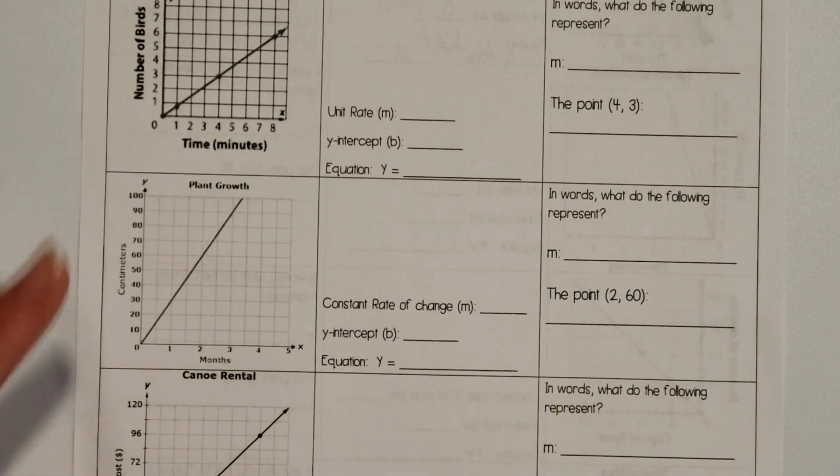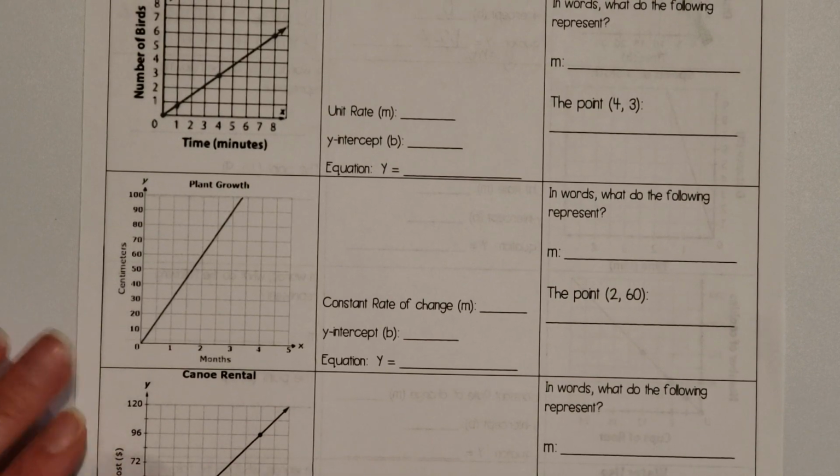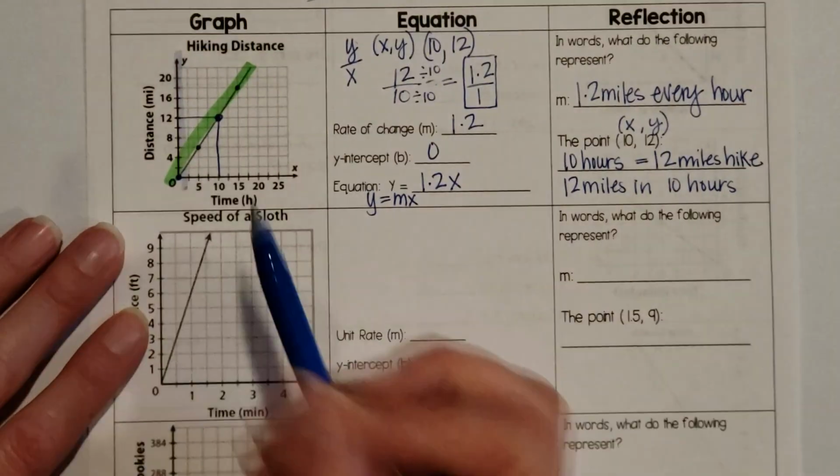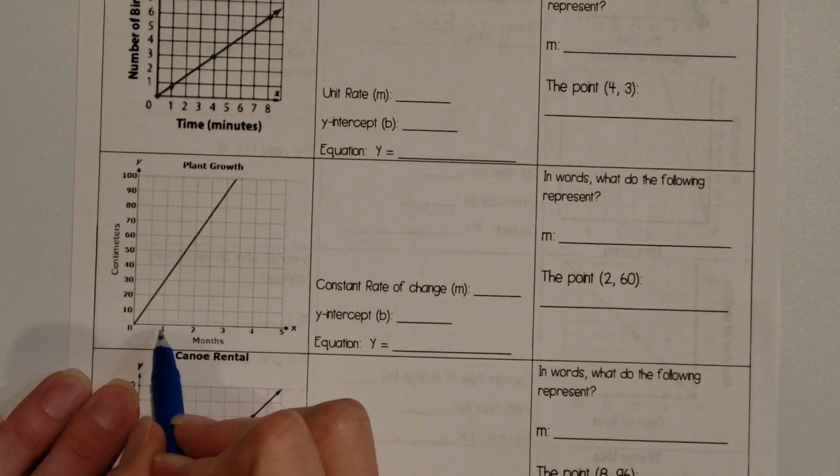So I need to find my constant rate of change, or my unit rate, or my rate of change. Remember, they're all the same. Now, this one, compared to the one that we just did, doesn't even have a 1 down here on the x-axis. This is like 2.5 and 5 and 7.5 and 10. But this one, the plant growth one, actually has a 1 for the x.